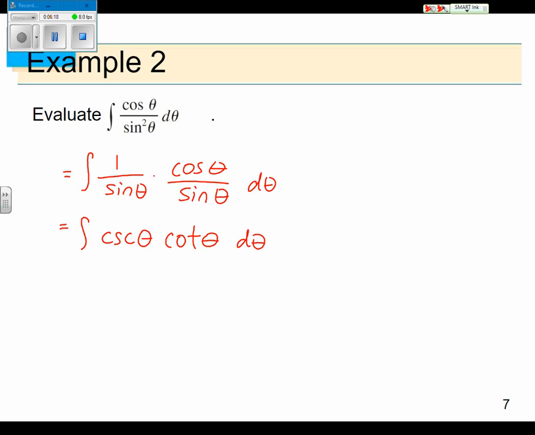Now, I almost have this on that slide. The problem is that they have a negative in front right here, don't they? And mine is positive. Well, if I just make it so my antiderivative is negative, it should work out. Okay. So if the derivative of positive cosecant is negative cosecant cotangent, then the derivative of negative cosecant has to be positive cosecant cotangent. And that would be my correct answer.